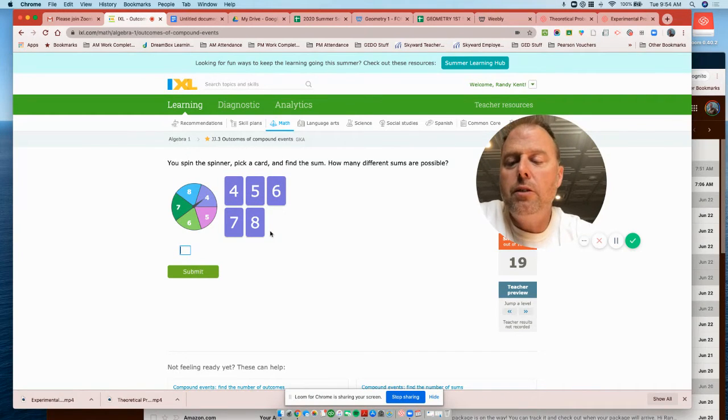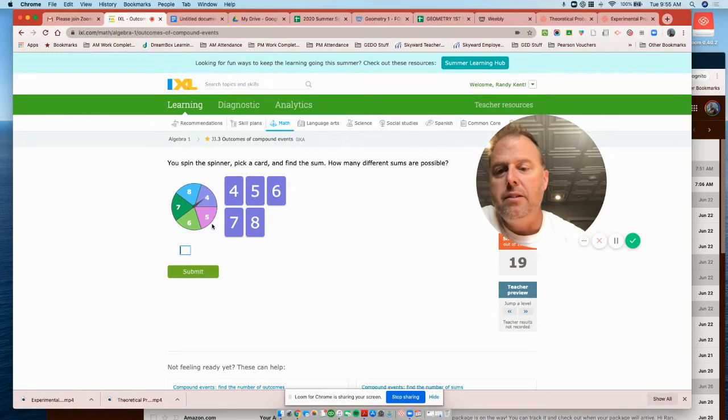Now, this could be worded a little bit differently. It says you spin the spinner, pick a card, and find the sum. How many different sums are possible? So we have to think about, again, are there going to be any repeats? So I have 5 and 5. That would be 25 outcomes, but they're asking about the sums being different. Because what happens if you end up with the same sum repeated?